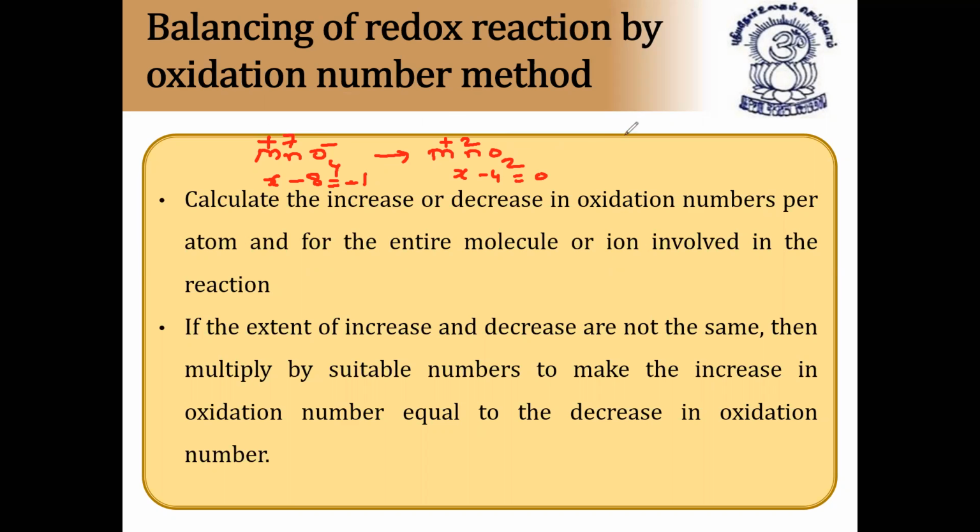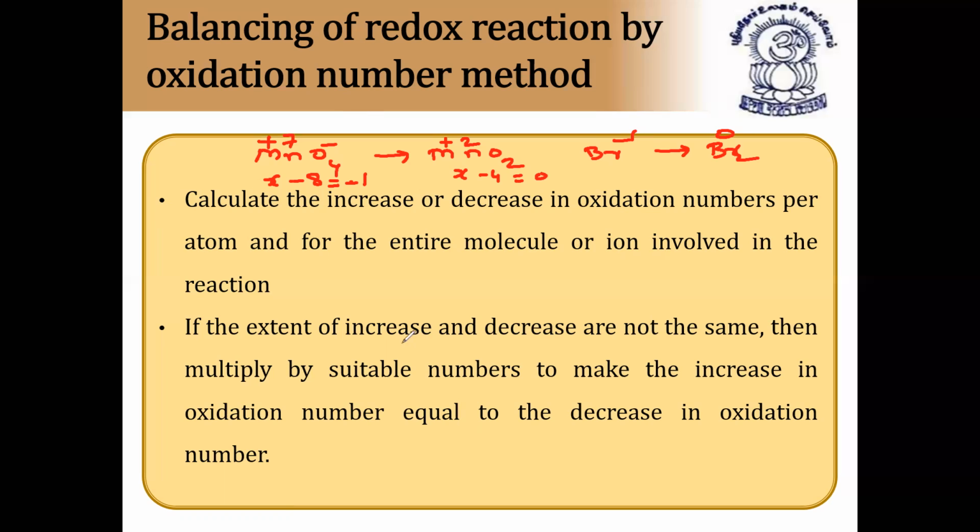In the same way, here Br minus changes to Br2, for example. So it is Br minus 1 and here it is 0. So it is minus 1 changes to 0. It is an increase in oxidation number. So like this, we have to identify decrease in oxidation number as well as increase in oxidation number for the entire molecule or ion involved in the reaction.